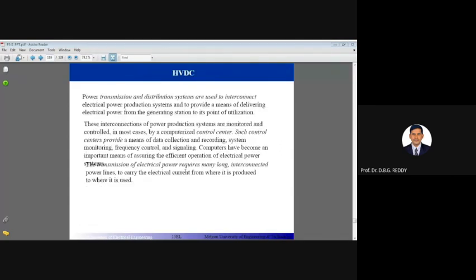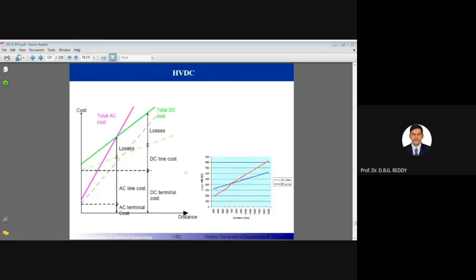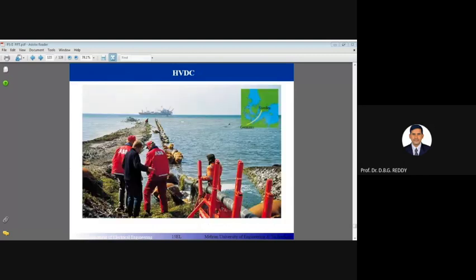HVDC, I told you, has many advantages compared to AC beyond the break-even distance, which I said is 500 kilometers. Here are the applications of the exchange. These are the submarine applications also.